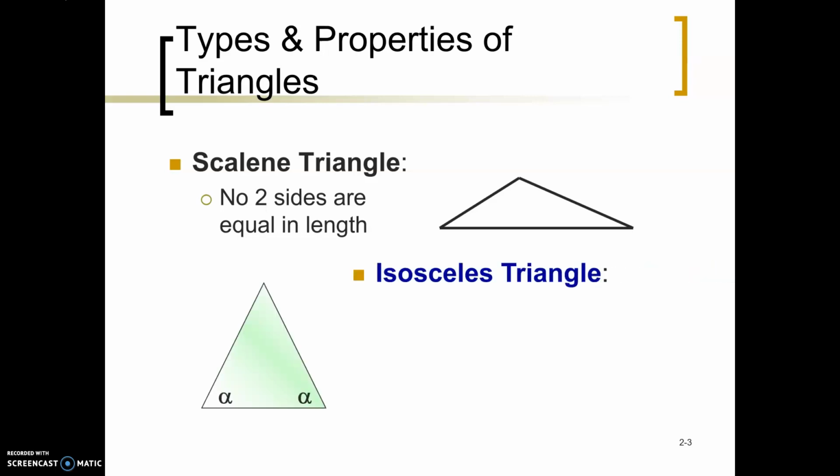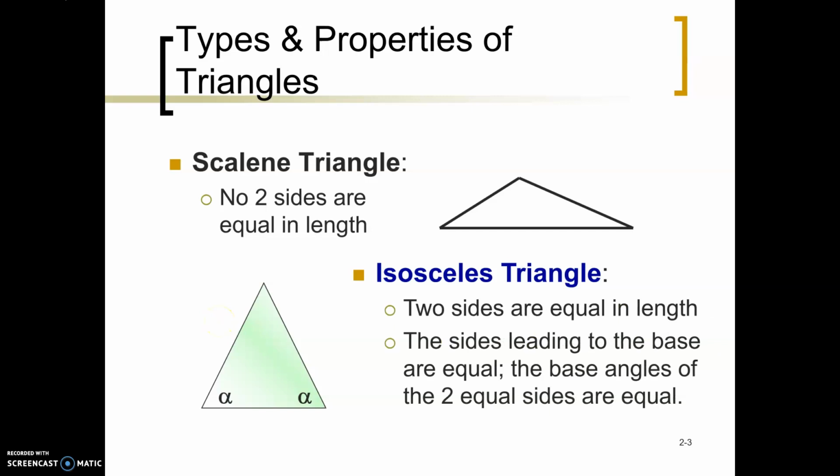An isosceles triangle is a triangle with 2 equal sides, and that's often shown by these 2 marks to say, yes, those 2 sides are equal. If those 2 sides are equal, then the angles that they make with the third side on both sides will be equal angles there. That's isosceles.